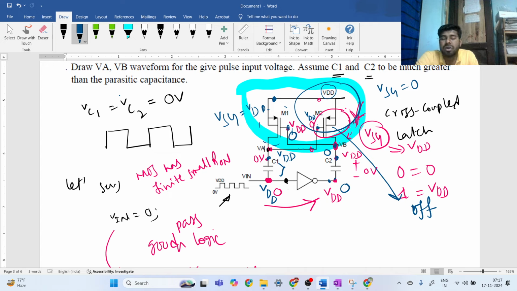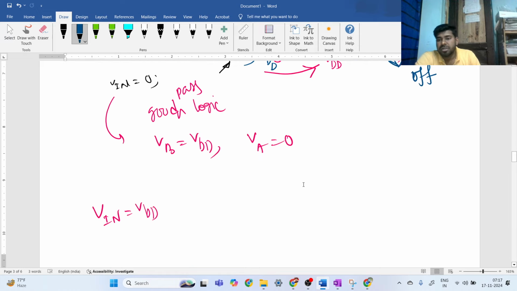So this is a good logic high pass, like the PMOS can pass a high logic easily. So this voltage is reaching there, VDD. Similar thing will happen: from the VIN path, this VA node is trying to go to VDD, and from the PMOS branch, this VDD is also trying to reach this VA node. So this node is also happy. This is the final solution: when VIN is 0, our VB is 0 volt and VA is VDD.